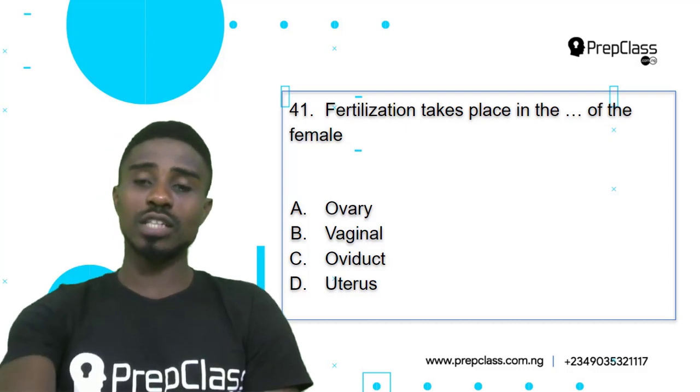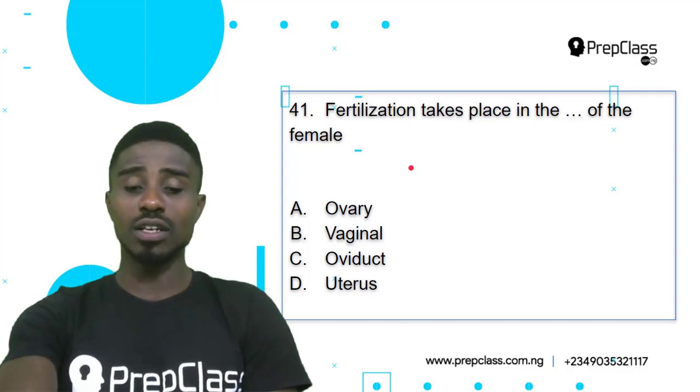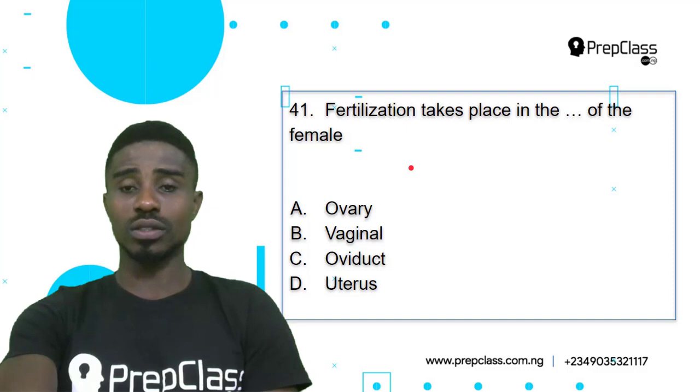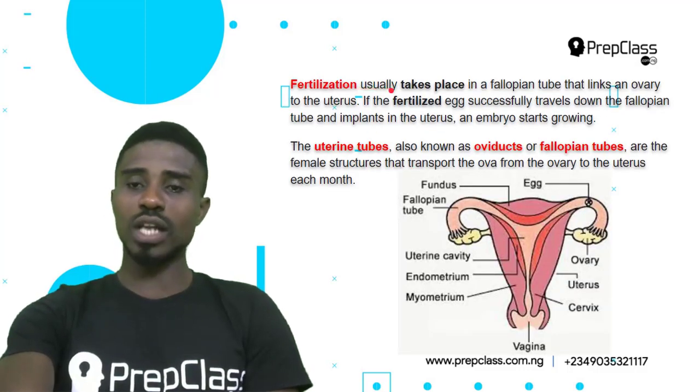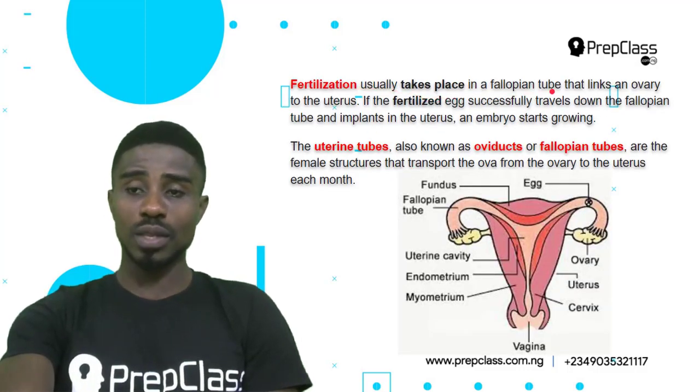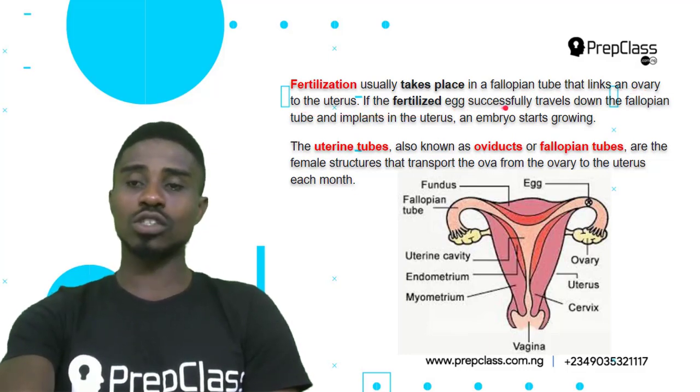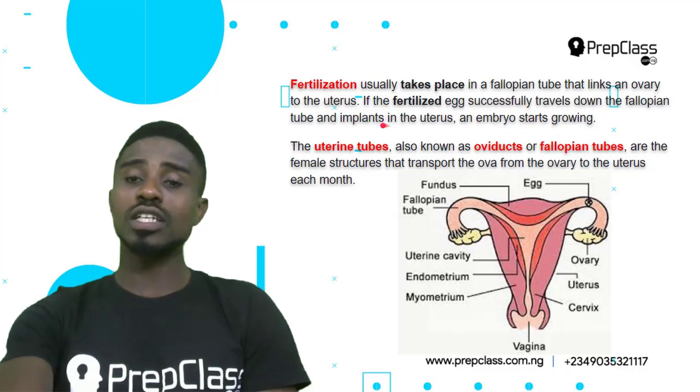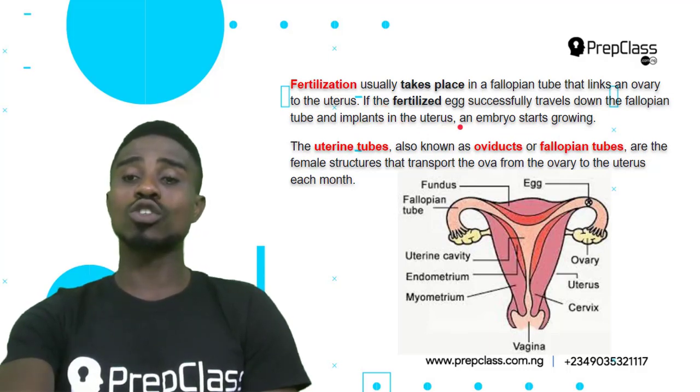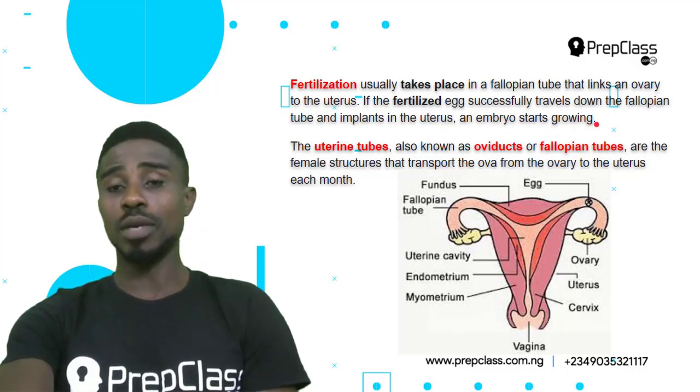So let's look at this explanation. We'll have a better understanding of this question. Now, fertilization usually takes place in the fallopian tube that links an ovary to the uterus. If the fertilized egg successfully travels down the fallopian tube and implants in the uterus, an embryo starts growing. So after fertilization, it travels down to the uterus where it grows into a baby.